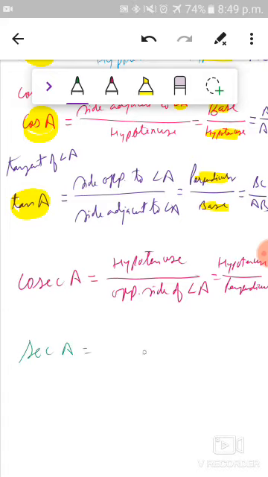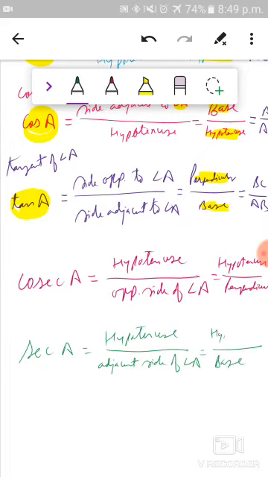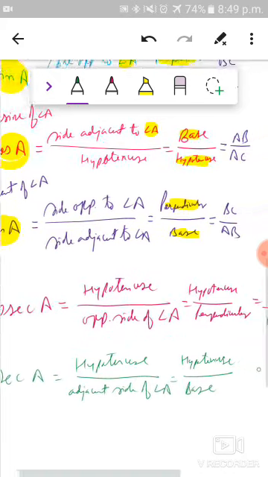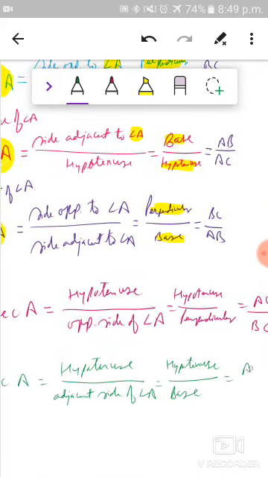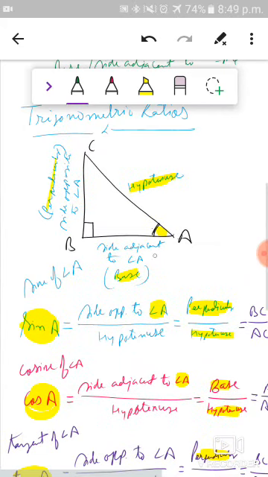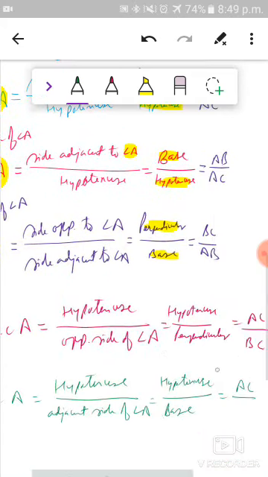So sec A is what? That is the ratio of hypotenuse and adjacent side of angle A. The adjacent side of angle A means the base. So it is the ratio of hypotenuse and base. What is the hypotenuse for angle A? That is AC. What is the base for angle A? Base means adjacent side, that is AB.